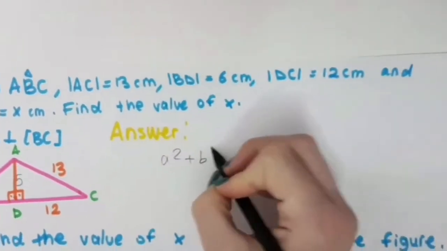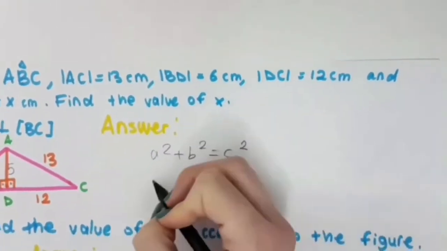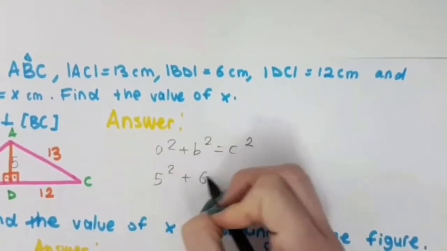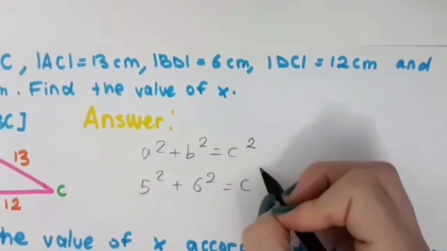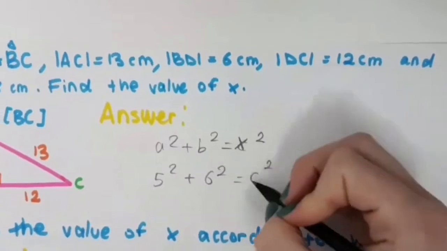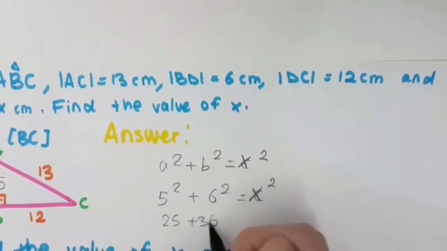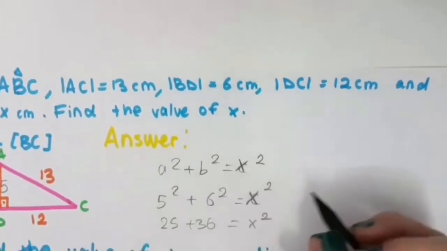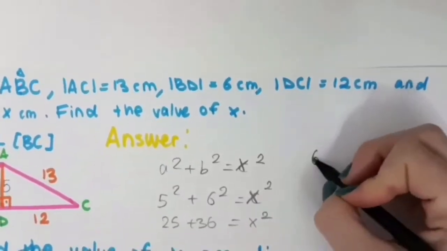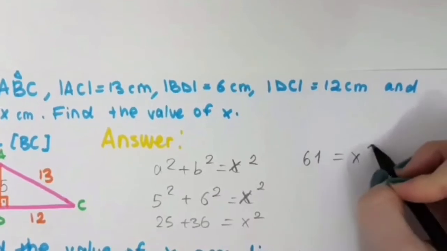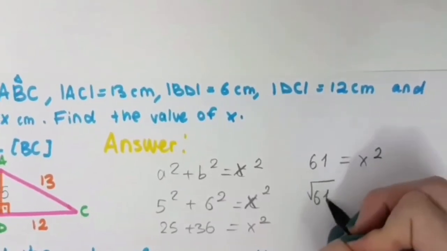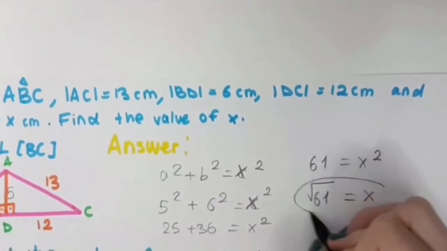So a squared plus b squared equals c squared. 5 squared plus 6 squared equals c squared. Or we can just say x, because now in here it is x. 25 plus 36 equals x squared. And when we add them, it is 61. We have to take its square root to find x. So this is our answer.